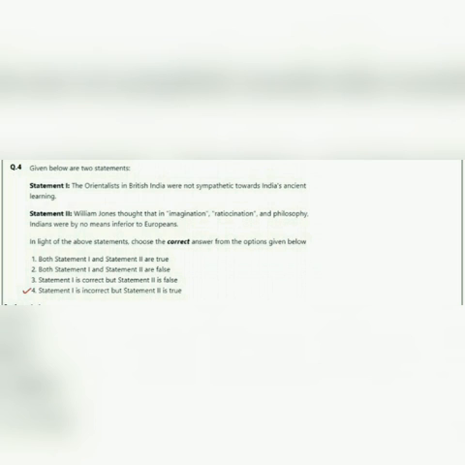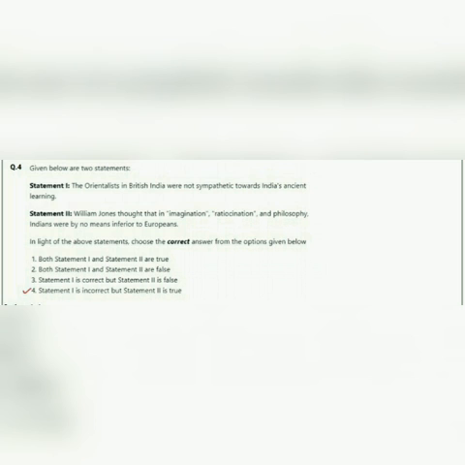Question number 4. Given below are two statements. Statement 1. The Orientalists in British India were not sympathetic towards India's ancient learning. Statement 2. William Jones thought that in imagination, ratiocination, and philosophy, Indians were by no means inferior to Europeans. In light of the above statement, choose the correct answer from the options given below.